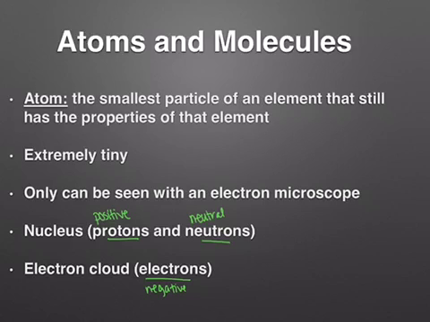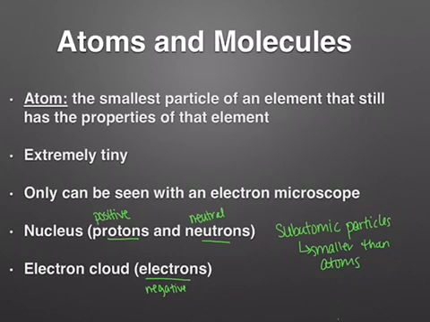We're going to be spending the next couple of days looking at atoms and their structure, and where these three particles, protons, neutrons, and electrons, are located. We refer to protons, neutrons, and electrons as subatomic particles, and we call them subatomic because they are smaller than atoms.